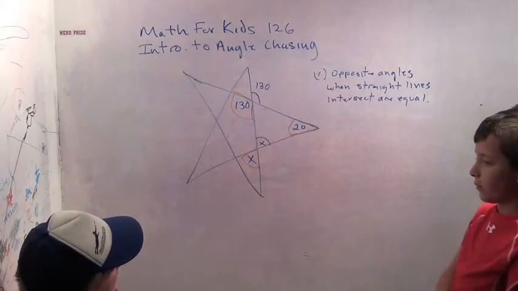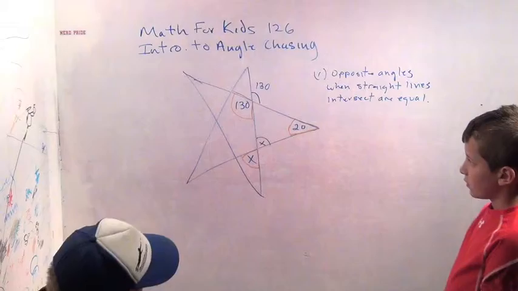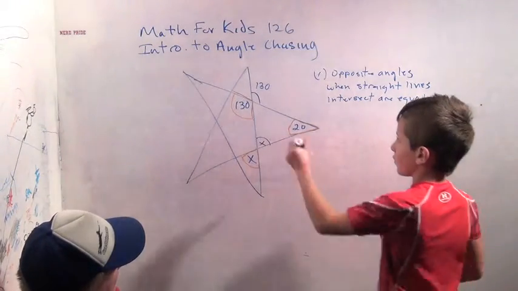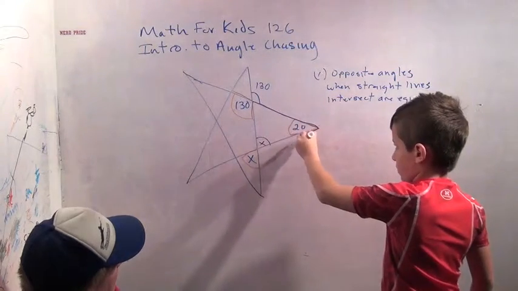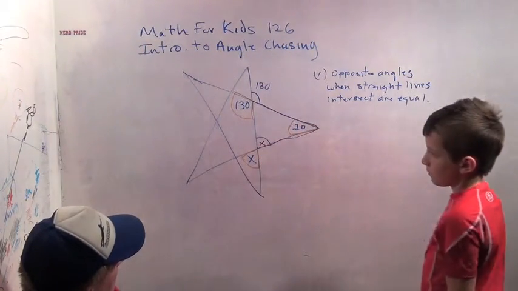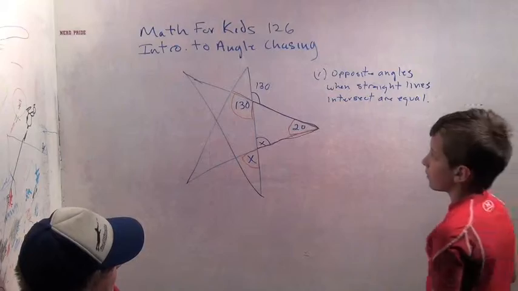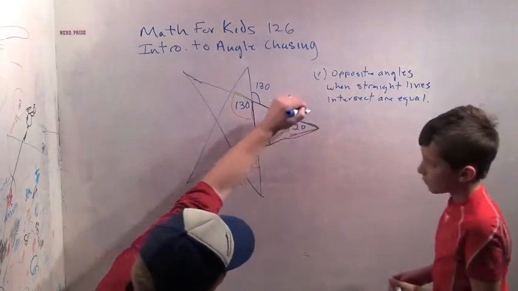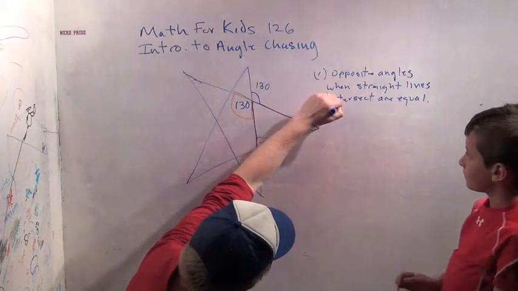What else would be a good rule that we could use here? Angles in a triangle add up to 180. Okay, angles in a triangle add up to 180. Can you draw with your marker there a triangle that you'd like to use? Well, that's not quite a triangle. Draw the whole triangle. Okay, very good. So angles in a triangle add up to 180. That's another good rule.